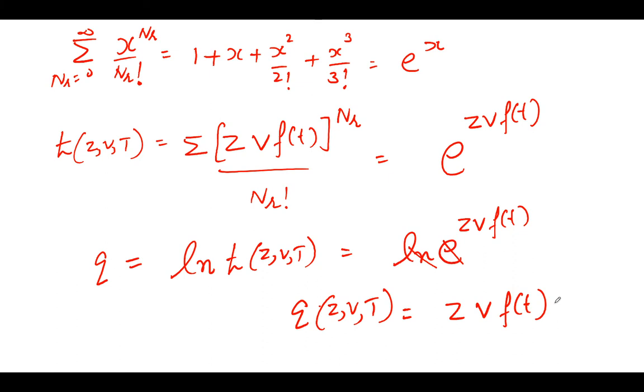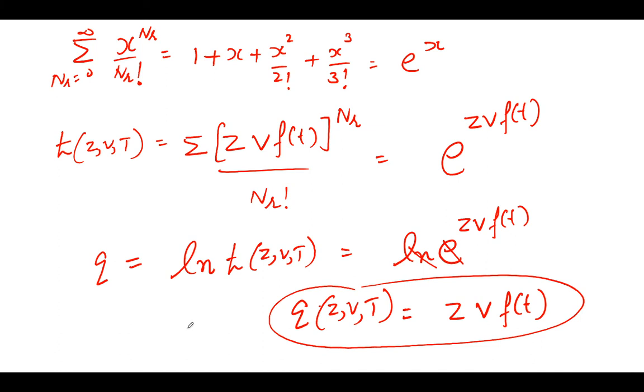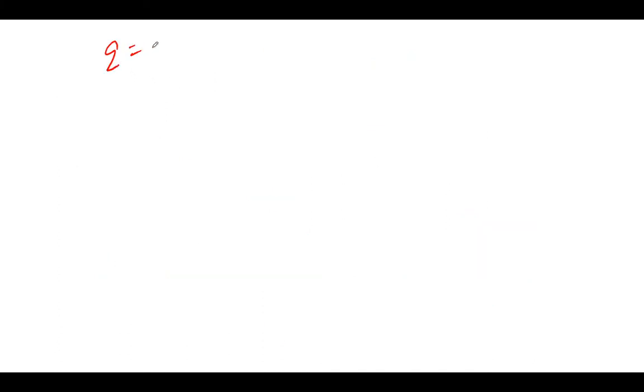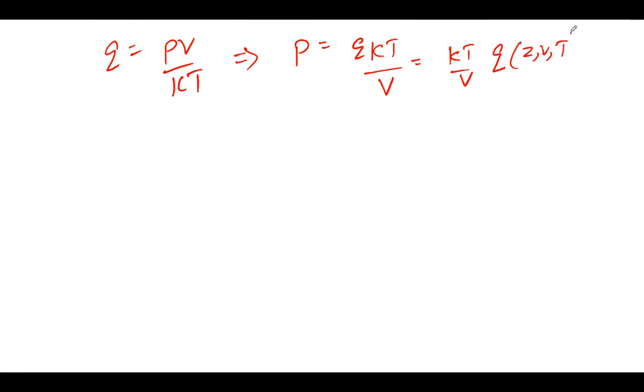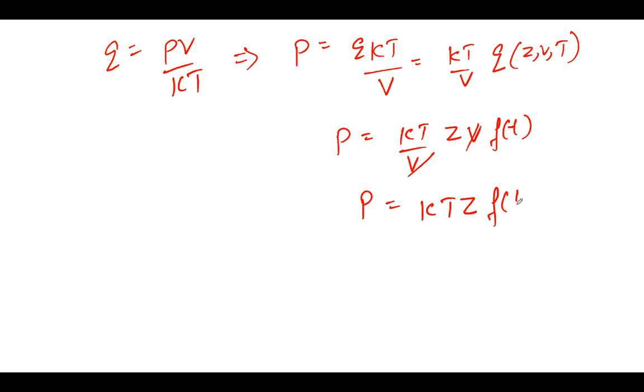So once we find out the value of this Q potential, or the statistical quantities for this grand canonical ensemble, from the value of Q we can find out the various thermodynamic parameters. The Q expression, we all know, is also equal to PV over KT. So we can find the pressure, which is equal to Q KT over V. Putting the value of Q, this pressure comes out to be KT over V into ZV into f(T). So the value of P comes out to be KT Z into f(T).